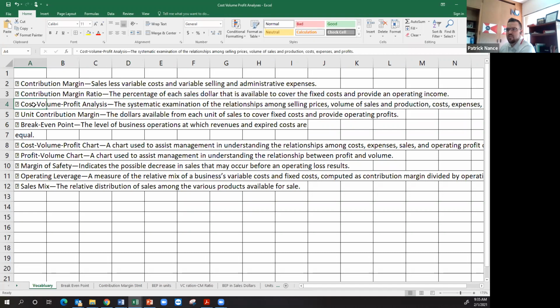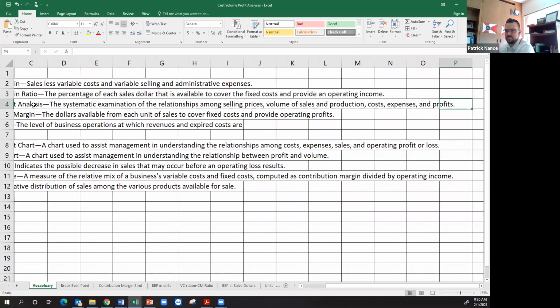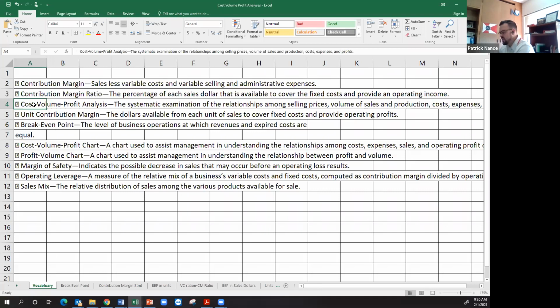selling prices, volumes of sales, cost, expenses, and profits. So effectively, we're going to say, okay, at a given sales volume, what is our cost going to be? And we've learned already how fixed and variable costs vary based on volume of output. But now we're going to add another piece to that and effectively say, all right, how does the sales side, so my sales price and revenues coming in, and how does that change?